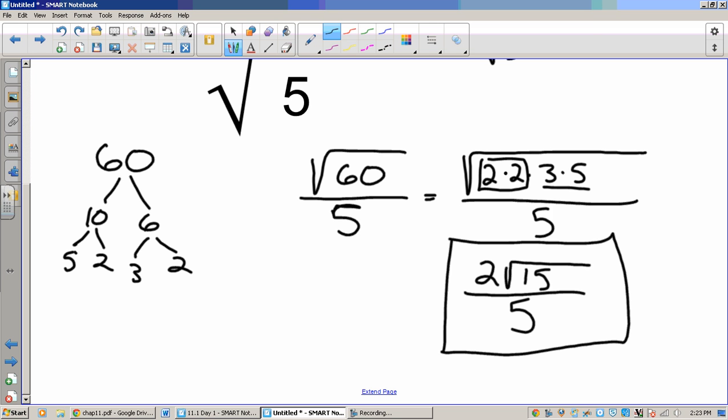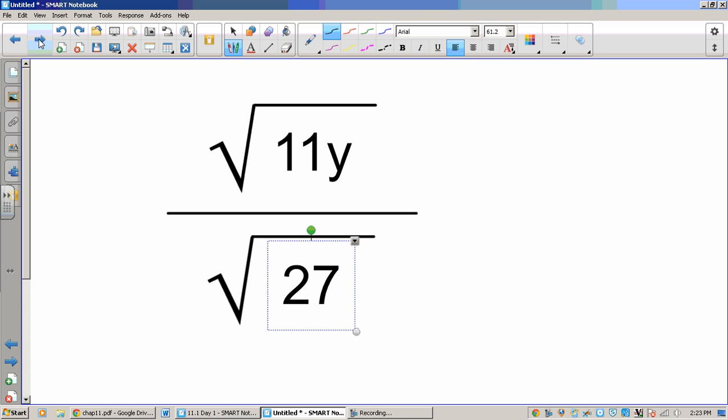Let's go ahead and try one more. We've got radical 11y over radical 27. Now when you do this at home, I want you to take a moment and just relax. Don't fret about this variable. Follow the same rules that you know, and you should be able to get the correct answer. So go ahead and pause your video at home and give that a try.